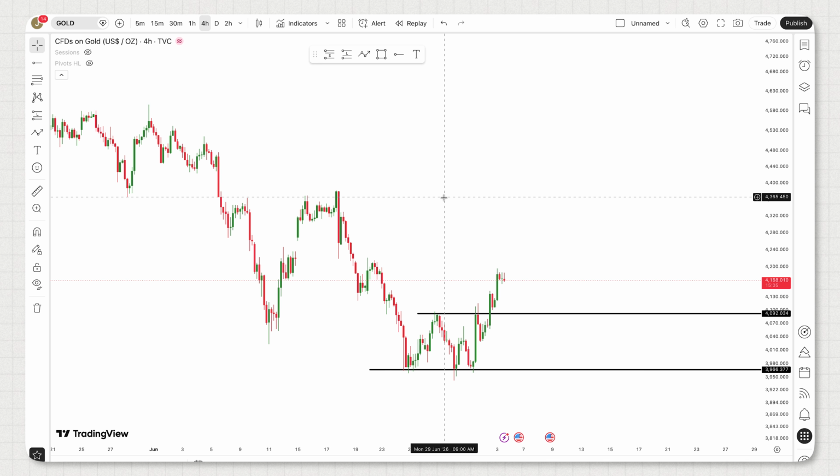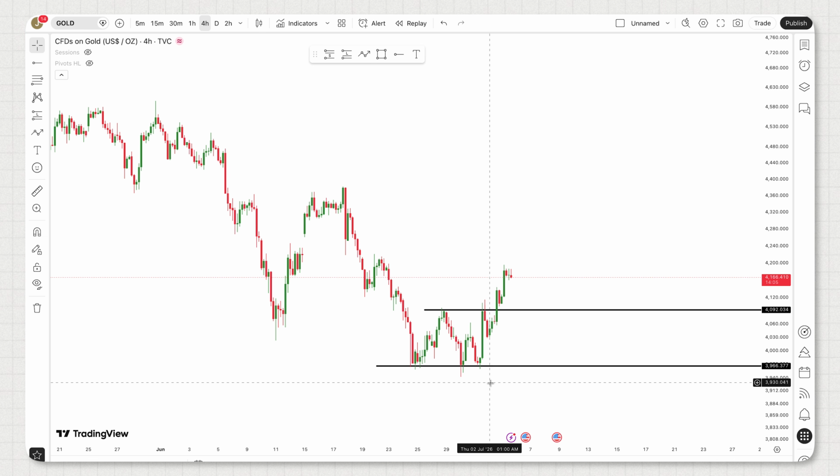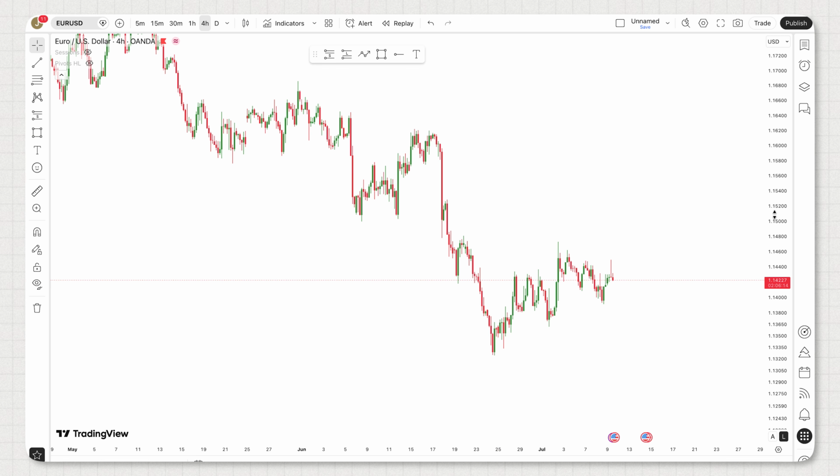And that's how I am currently marking up my chart when it comes to gold. Price has already given me an indication to the upside, which shows me that anything above 40.92 is going to be buying. All right, that was gold.